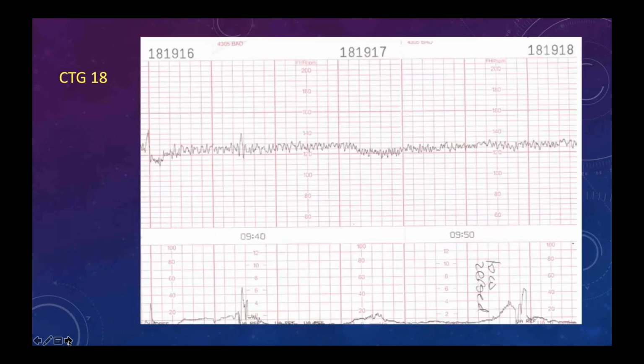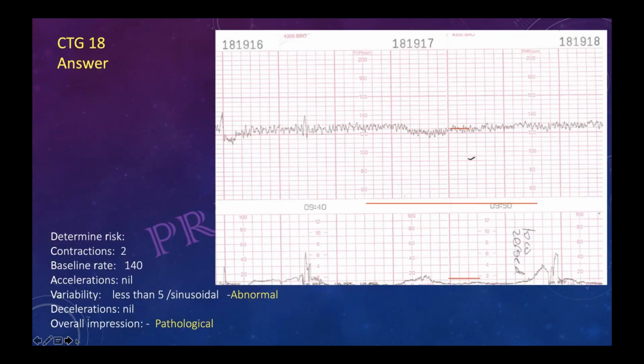Who wants to do next? Me. Okay, yeah. Sinusoidal pattern. Yes, so you have to say this is a sinusoidal pattern. Now you can see it will lie in between 5 to 15 beats. There is no variability, and there are sine wave-like oscillations. So it is an abnormal feature. Okay, abnormal feature. So we have got one abnormal feature. So with one abnormal feature, CTG becomes pathological.